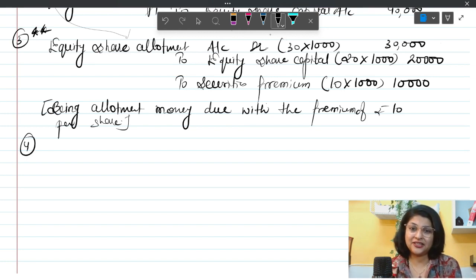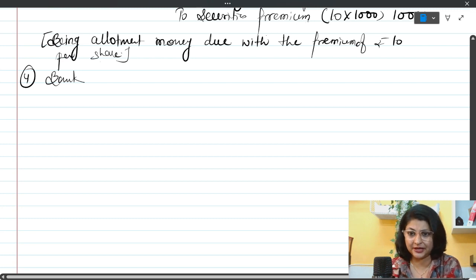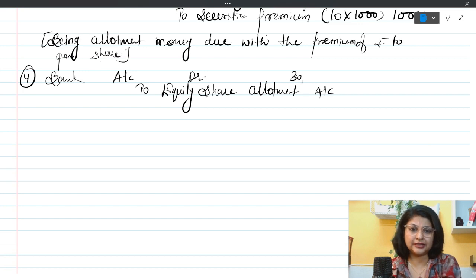Now the next entry is of receiving the amount. So receiving the amount, the same entry which we had done when we issued the shares at par. It is going to be bank account debit to equity share allotment. This equity share allotment account will be closed. And the amount is 30,000 rupees. After this, the entries are the same as what we had done in the previous class.